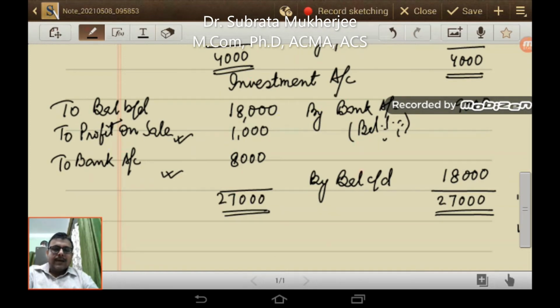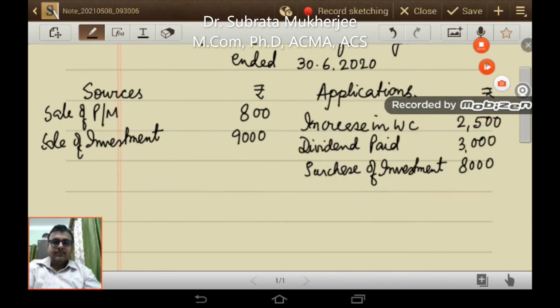So the asset or the investment that has been sold out was for rupees 9,000. So the cost value of 8,000 was sold at rupees 9,000 and a profit of 1,000 has been made on sale of investment. So this balancing figure of rupees 9,000 will be posted on the source side of fund flow statement. So on sources I have written sale of investment for rupees 9,000 and on application I have written purchase of investment for rupees 8,000.